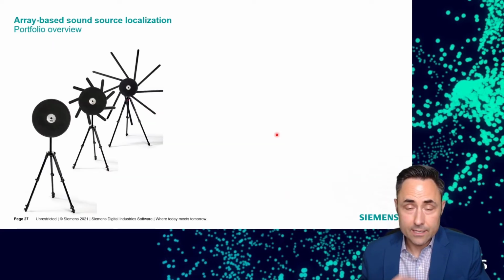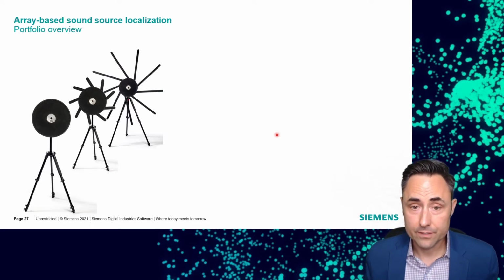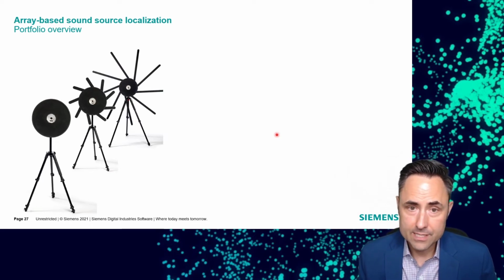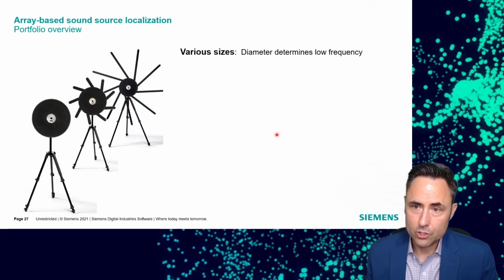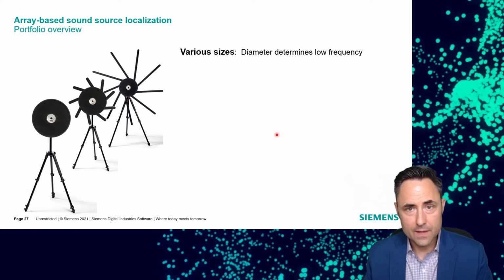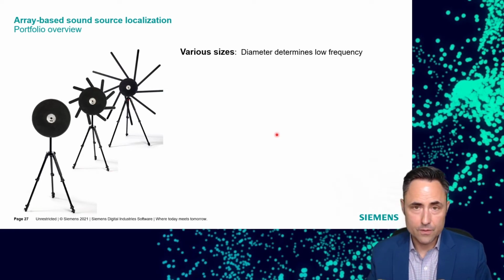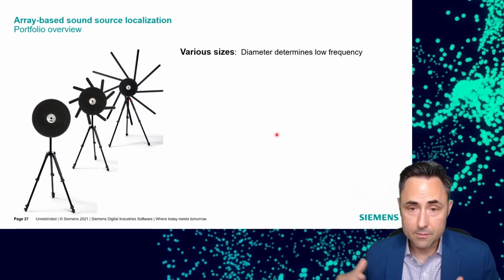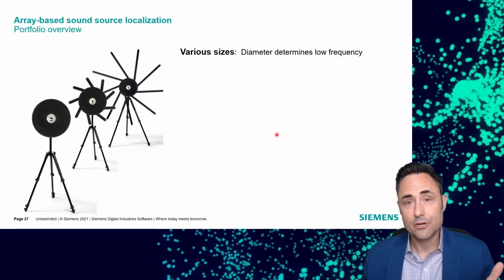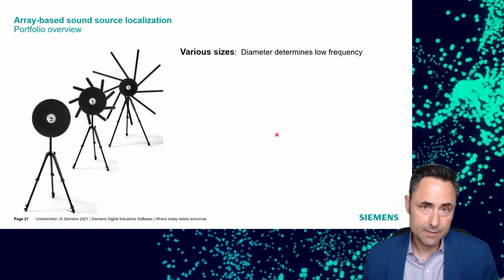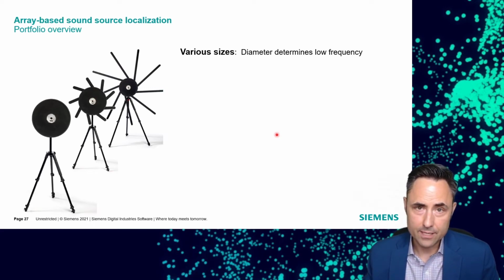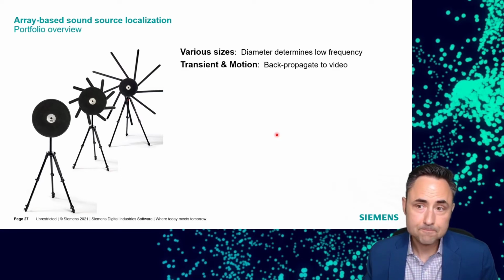And these arrays can come in any number of different configurations. This is a device called the Sound Camera that Siemens has, and you can see it is configurable in size. Just like the intensity probe and the spacer size determine the frequency range, the same thing holds true for acoustic arrays. The bigger the array in terms of diameter, the lower in frequency it can measure, because of that big span and the long wavelengths at low frequency.